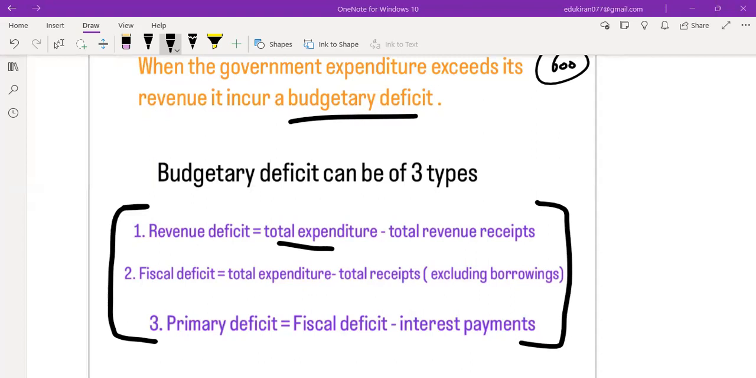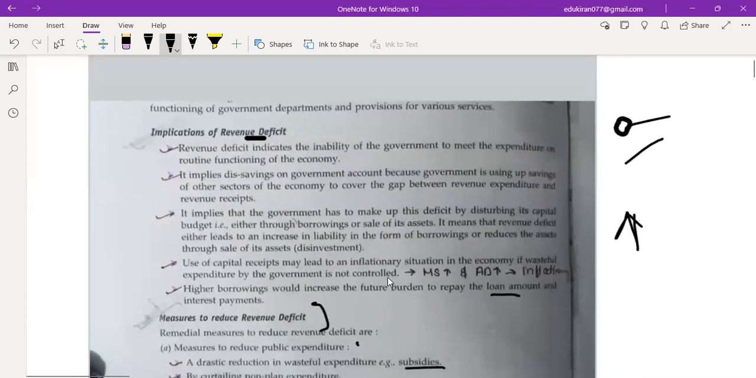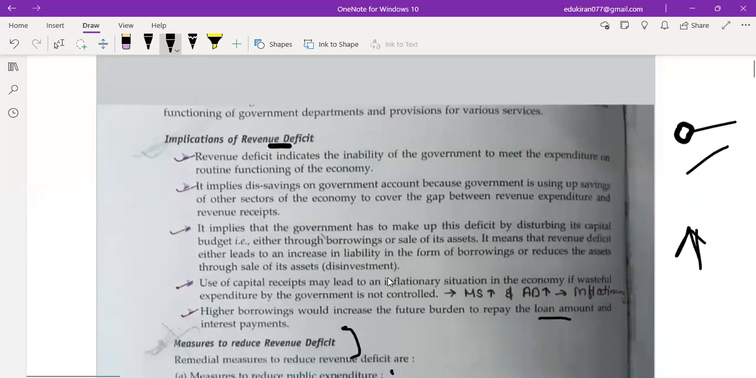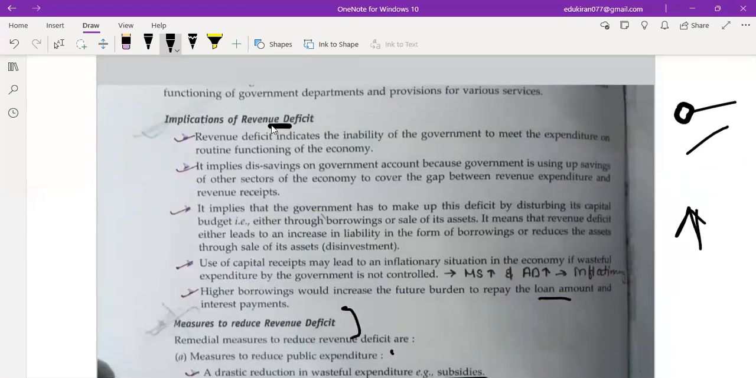Now moving to the next part. Over here, first of all, implications are very, very important. Very, very means very, very important. So first of all, revenue deficit.